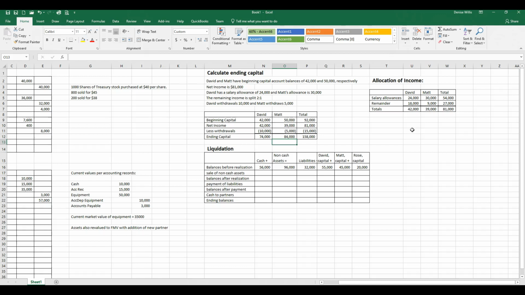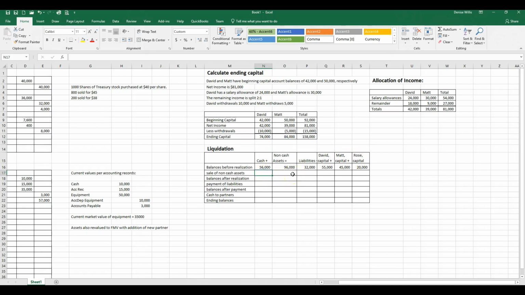Moving down here to the end, let's take care of a liquidation. We set up that this company has 56,000 in cash, 96,000 in non-cash assets, and 32,000 in liabilities. We still have David and Matt here, and we've added an additional partner, Rose. Do not try to match these numbers up with anything we did up here. We're just starting over. We just happen to keep the same names for David and Matt, and we added their companion, Rose, over here.